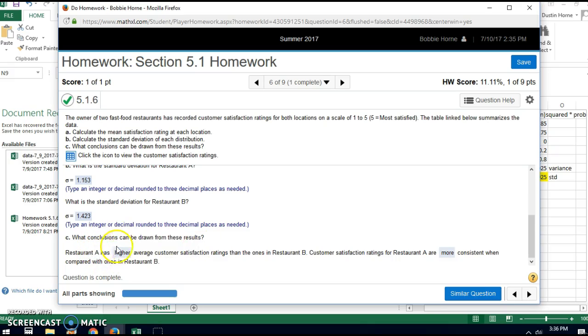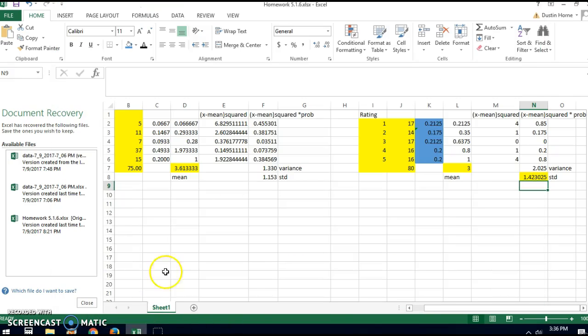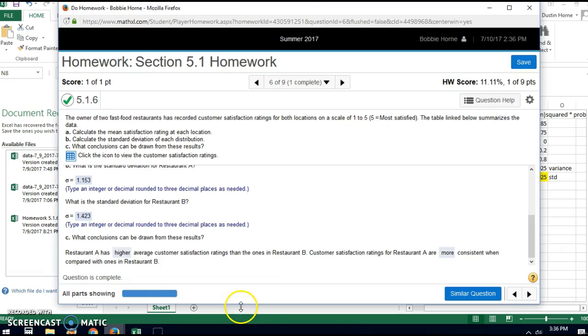And then it says, what conclusions can be drawn? Well, restaurant A has the higher rating than restaurant B, and customer satisfaction ratings for restaurant A are more consistent. How do we know they're more consistent? Because the standard deviation deviates from the mean about 1.153, whereas here it deviates from the mean about 1.42. So this is closer to the mean because the standard deviation is less.